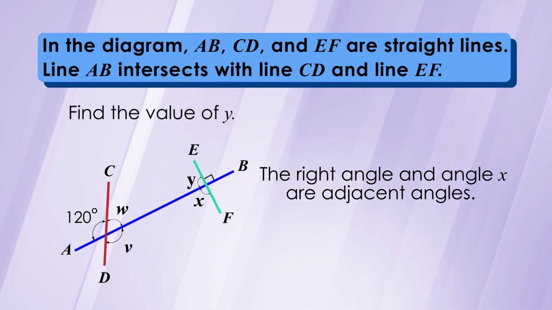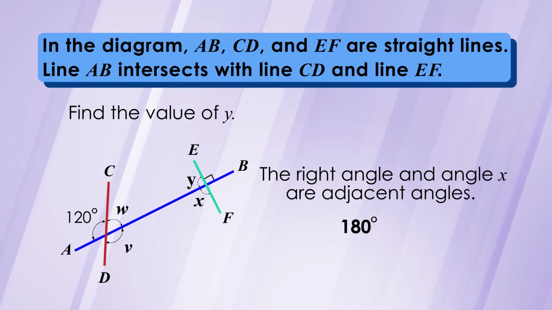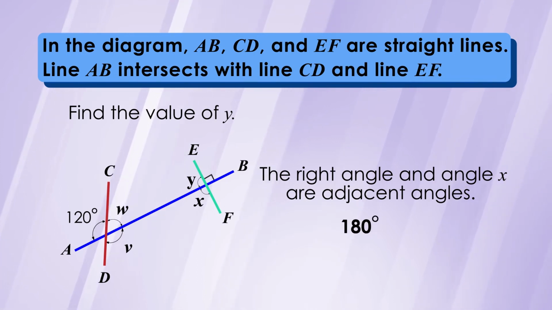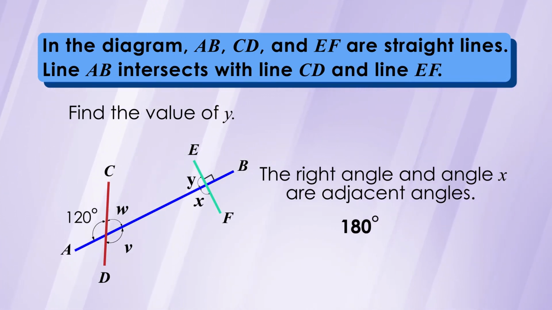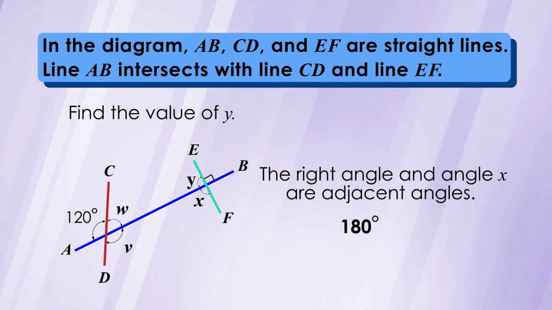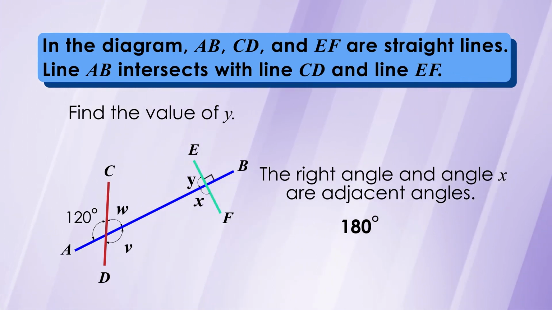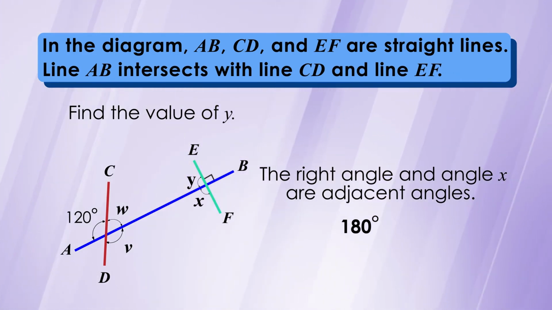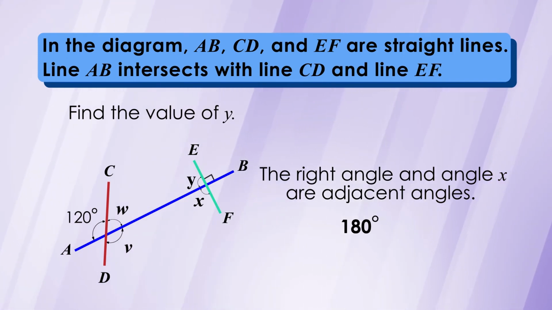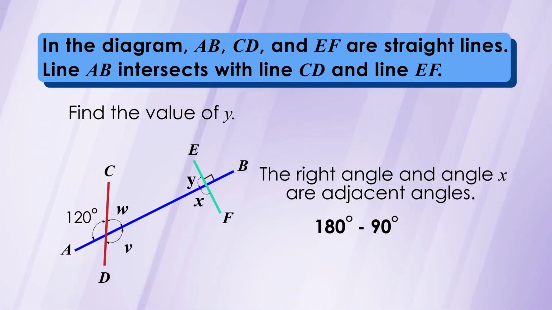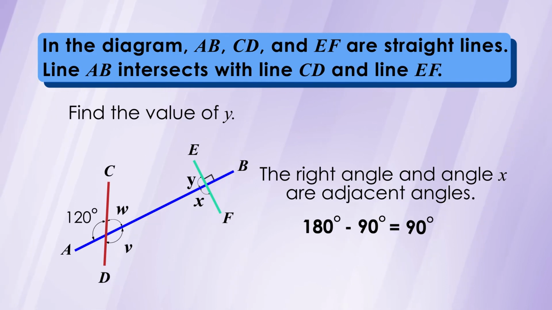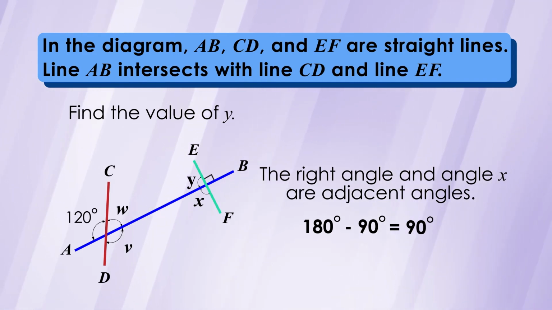The sum of adjacent angles is 180 degrees. Again, what do we need to do in order to find the value of Y? Yes, to find the value of Y, we must subtract 90 degrees from 180 degrees. 180 degrees minus 90 degrees equals 90 degrees. The value of Y is 90 degrees.